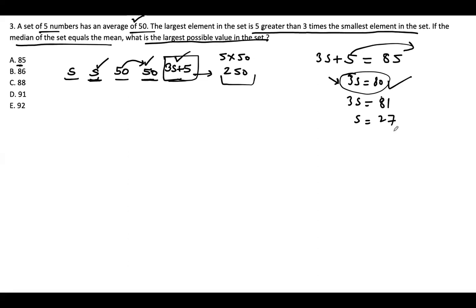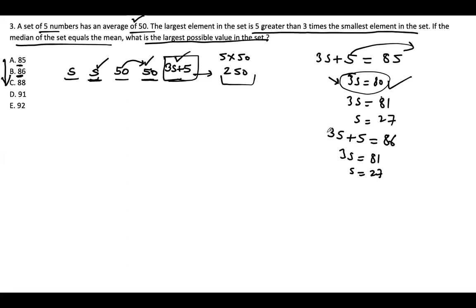I know. I'm saying if we are going by options and if we are saying that, let's say, 3s plus 5 is 86, so 3s is equal to 81. So s is equal to 27. Is this correct or not? No, sir, it is not.